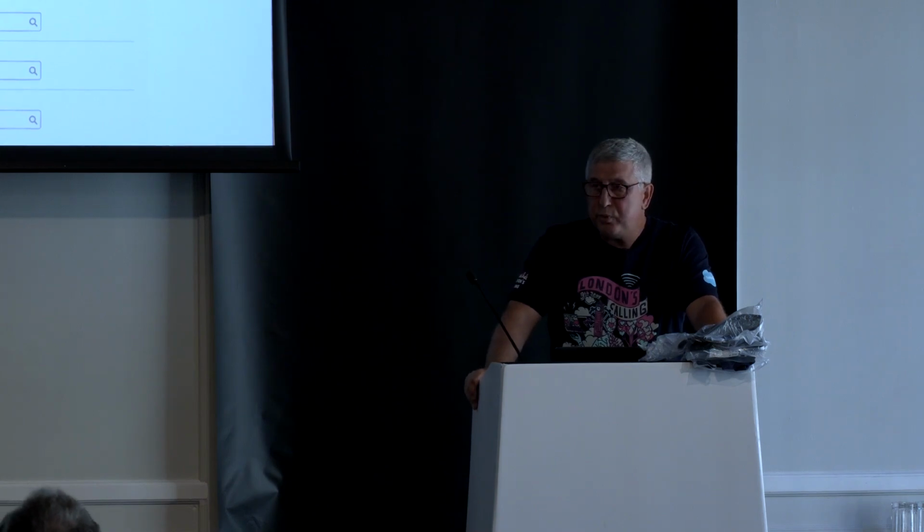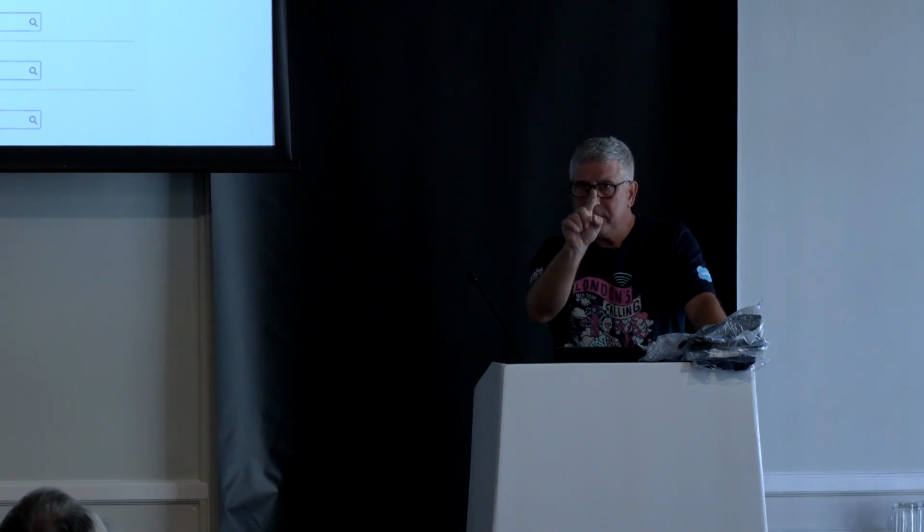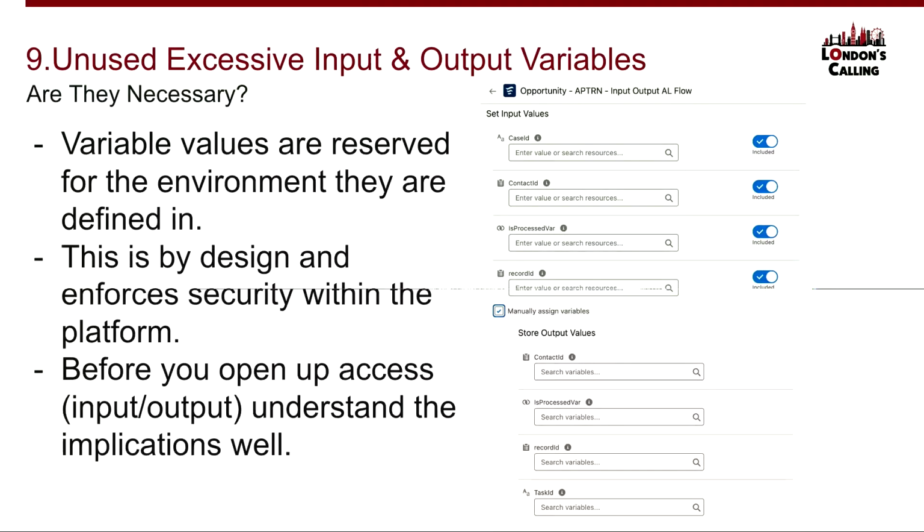Unused excessive input and output variables. When people get started on Flow, they are like, well, this variable has checkboxes right below. Should it be available for input, output? Why not? Input, output. And then you run the auto launch flow, it's asking for like 20 million input variables. I'm like, what is this? And the outputs are all coming out as output as well. And they don't really understand the concept.